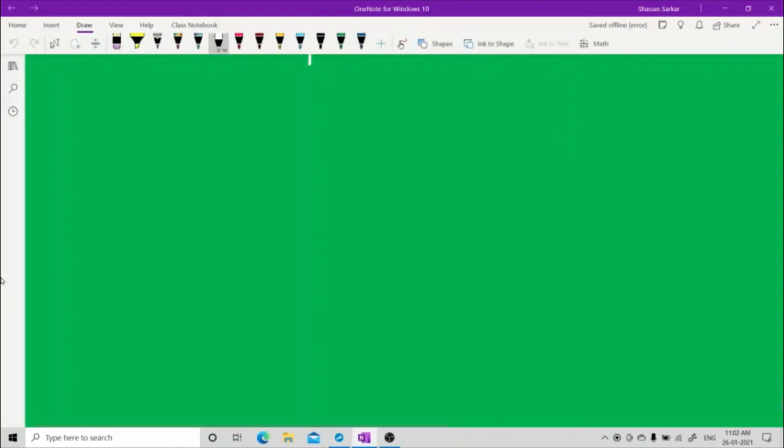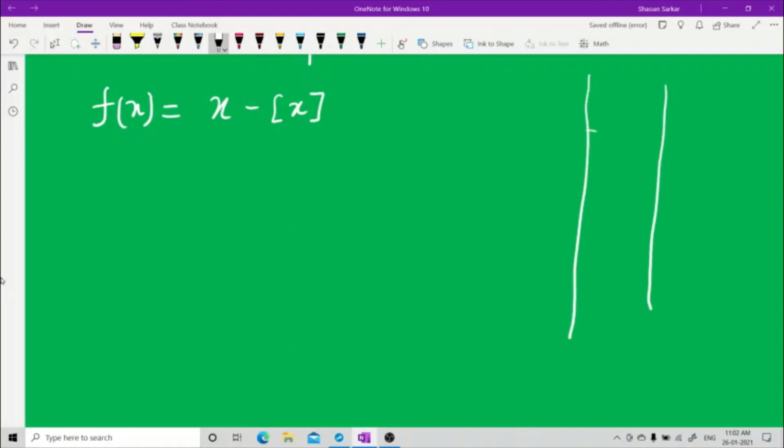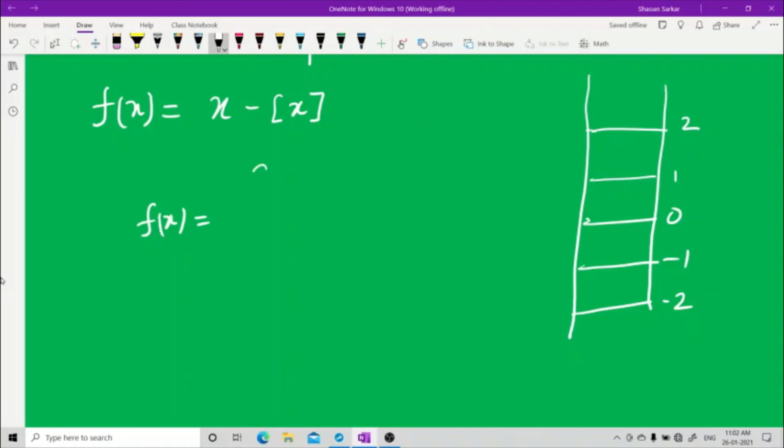Now the fractional part of the function is given as x minus the floor function. Let me call it the floor function. Now let's draw this ladder. Let's write here the numbers 0, 1, 2, minus 1, minus 2. Now for any function f(x) equal to, let's make this.